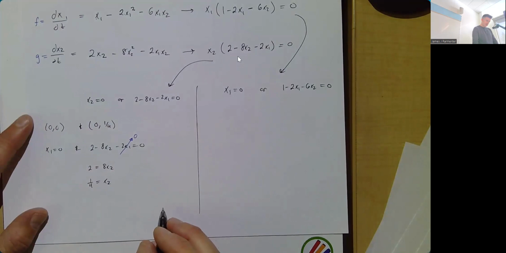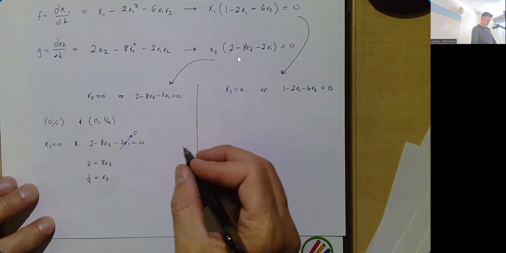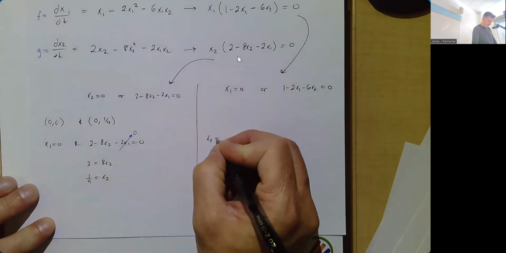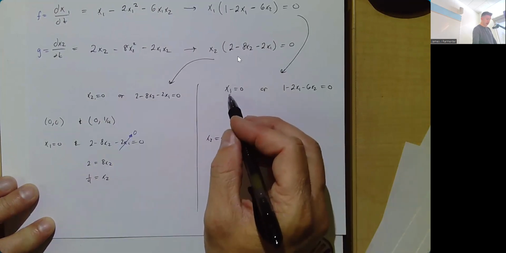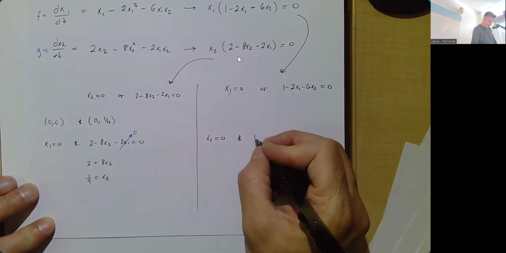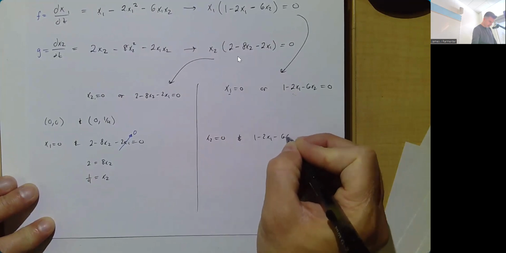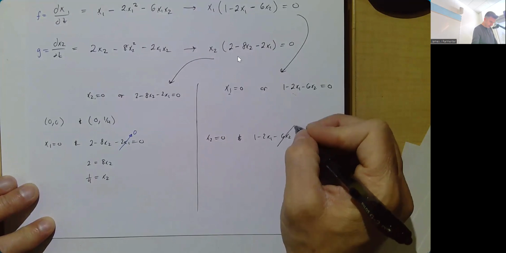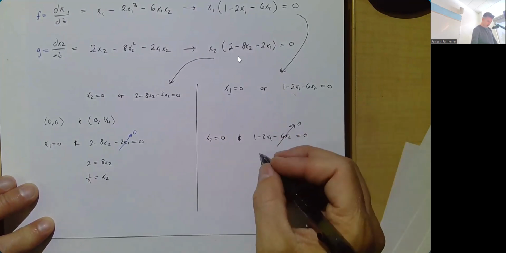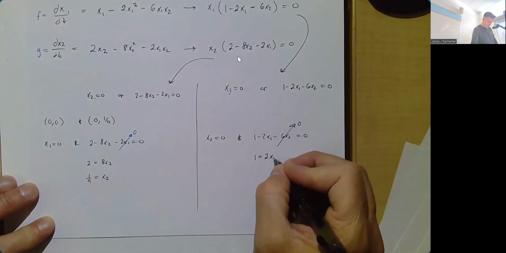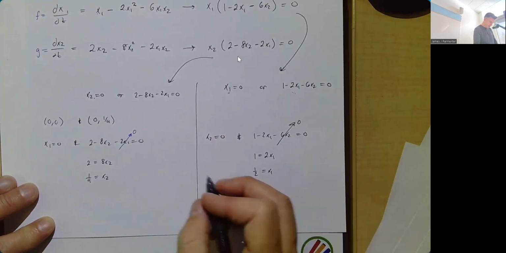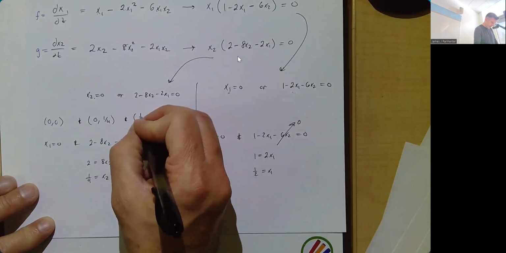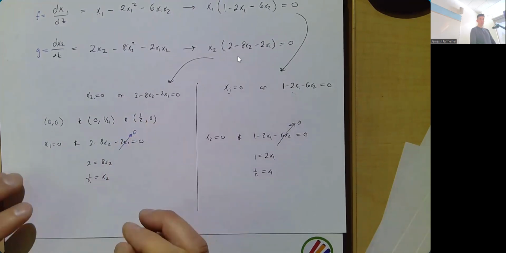And then let's do the opposite pairing. Let's pick x2 equal to 0. And I need one of these. I already have used that one, so I have to use that one now. 1 minus 2x1 minus 6x2 equal to 0. That goes away because x2 is 0. Left with 1 equal to 2x1, or 1/2 equal to x1. So 1/2, 0 is also a critical point.